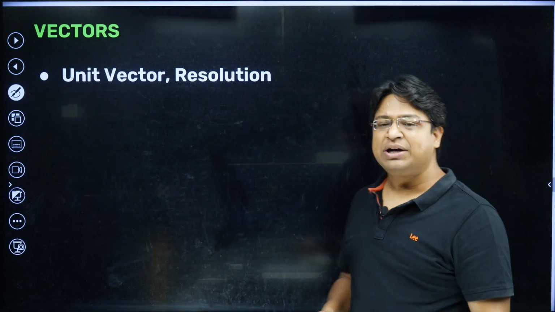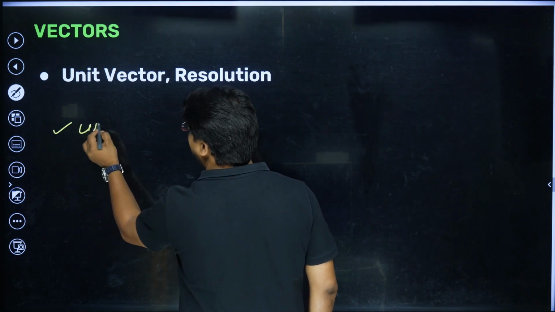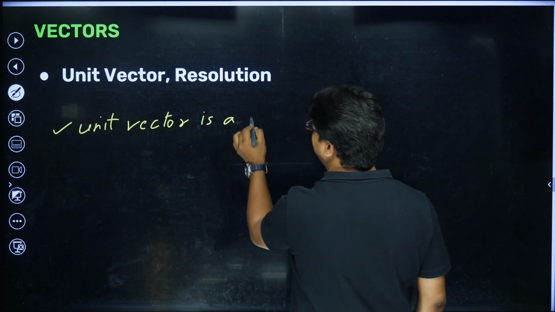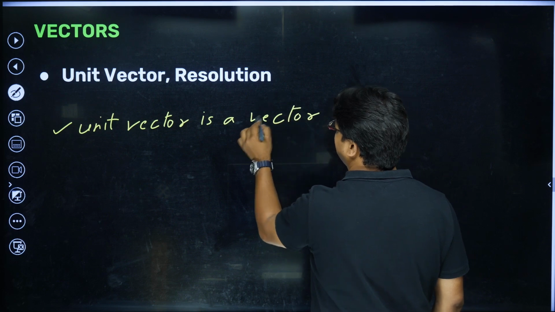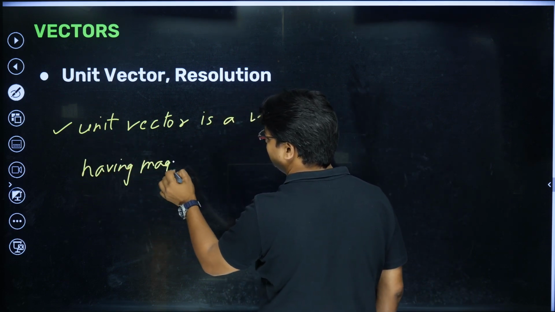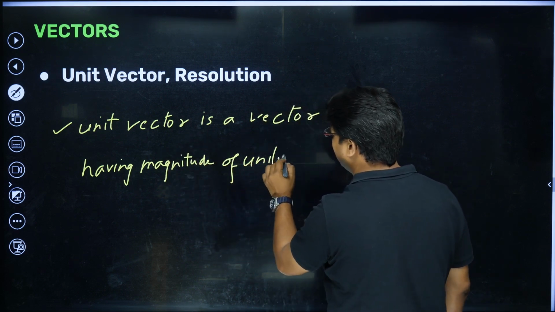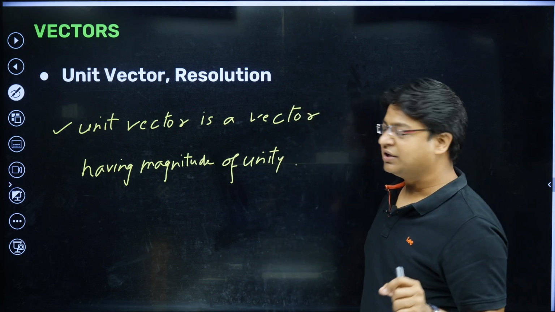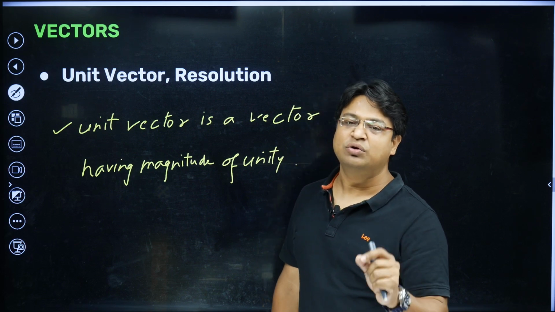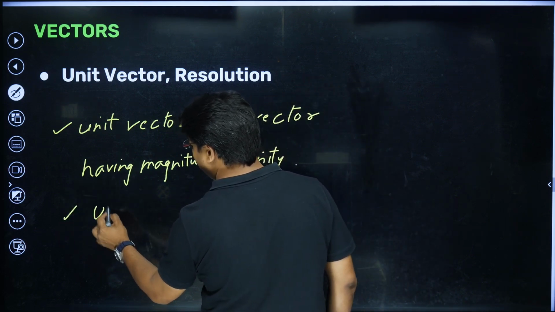Okay, so what exactly is a unit vector? A unit vector is a vector having magnitude of unity. Now this is very interesting. A unit vector is a vector having a magnitude of unity. It means that the magnitude would be 1.